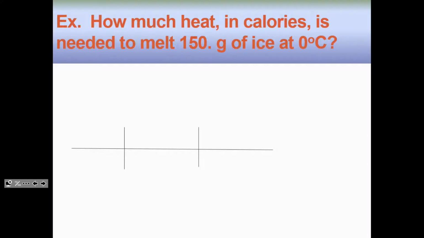This video is going to go over a few examples on how to calculate the enthalpy change for phase changes using a heating and cooling curve. First example says how much heat in calories is needed to melt 150 grams of ice at 0 degrees Celsius. So the first thing I have my students do is actually sketch out a heating and cooling curve.